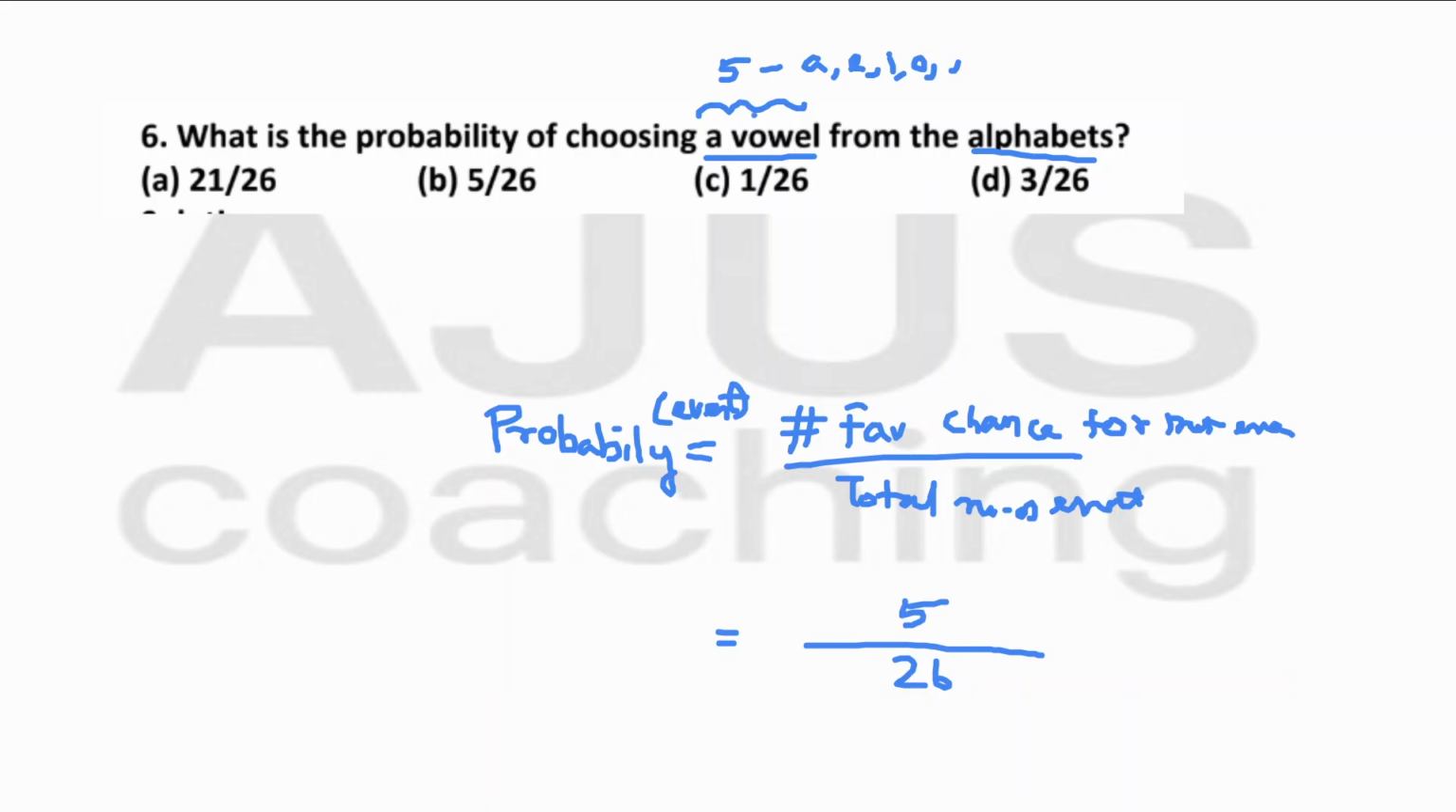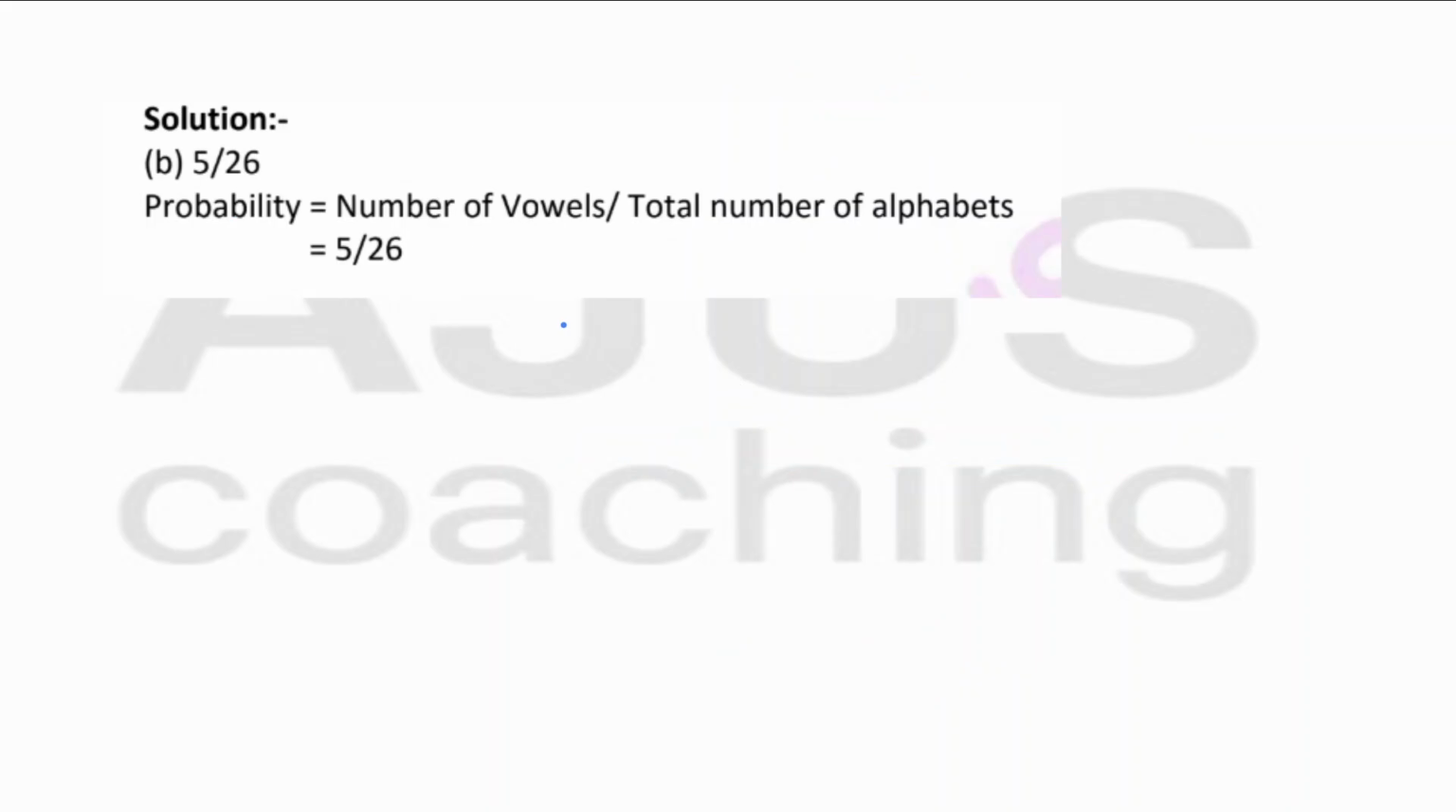So what is the probability of choosing a vowel? The random experiment here is choosing a vowel. The number of favorable chances is 5, and the total number of chances is 26. So 5 by 26 is the right option. Okay, please correct your solution. Pause.